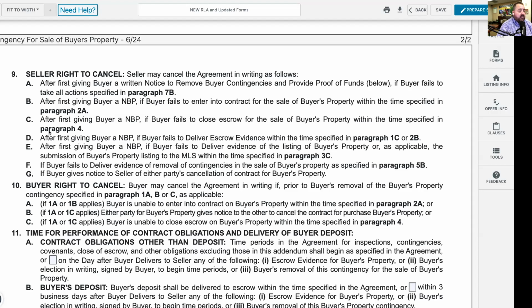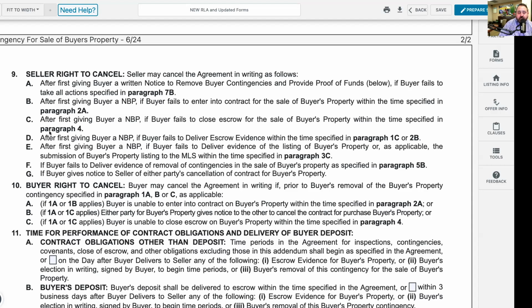D, after first giving buyer an NBP, if buyer fails to deliver escrow evidence within the time specified in 1C or 2B. After first giving an NBP, if buyer fails to deliver evidence of the listing of buyer's property, as applicable, submission of buyer's property listing to the MLS within the time specified in 3C. If buyer fails to deliver evidence of removal of contingencies in the sale of buyer's property as specified in paragraph 5B, if buyer gives notice to seller of either party's cancellation of contract on buyer's property. So if you look at F and G, those two do not require a notice to perform.